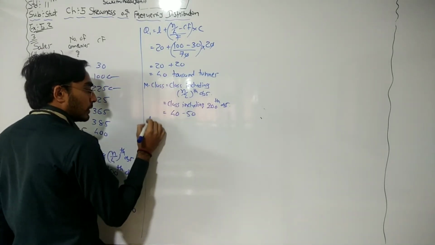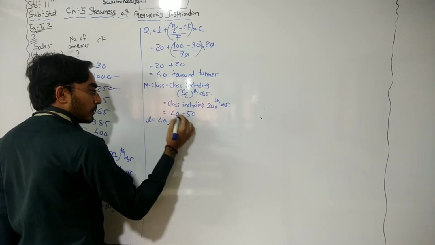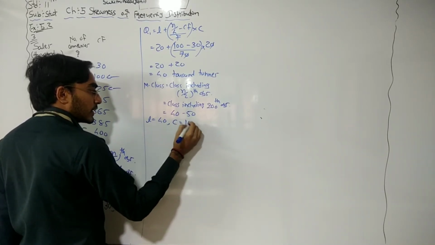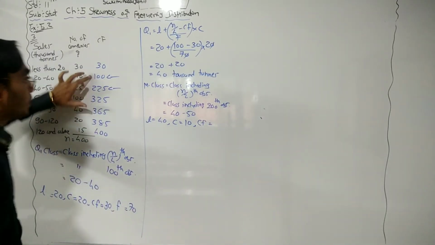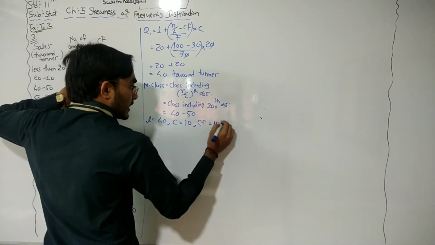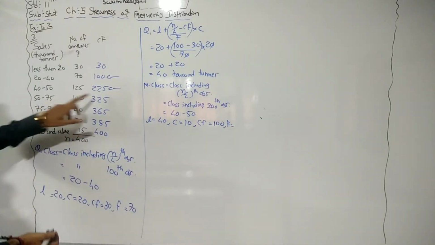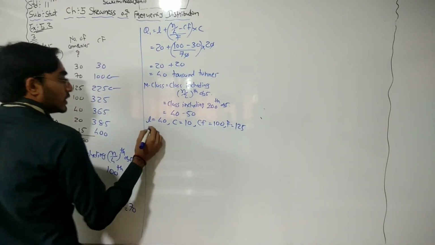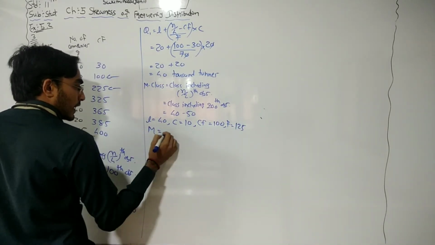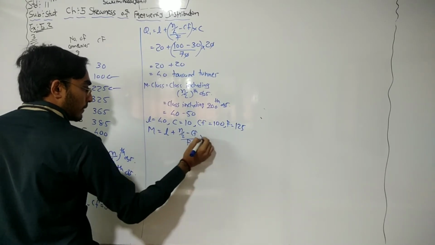So here our lower limit L is equal to 40. Class length C, upper limit minus lower limit, 50 minus 40, 10. Cumulative frequency CF, the one above it, 100. And frequency f, in front of this class, is 125. Now median M equals L plus n by 2 minus CF upon f into C.